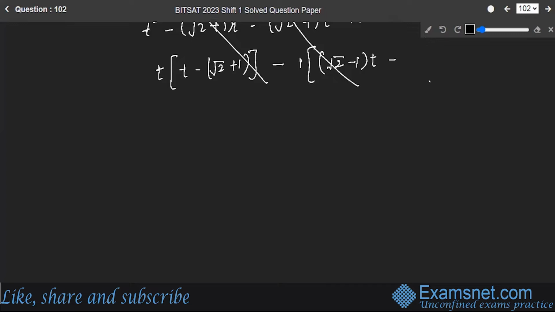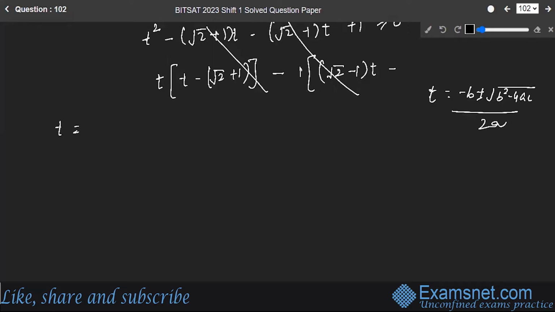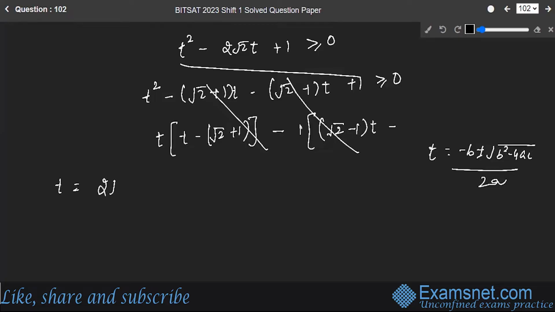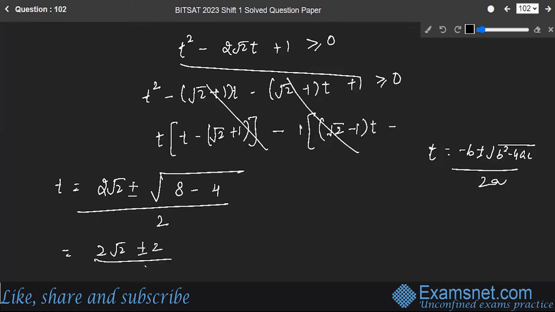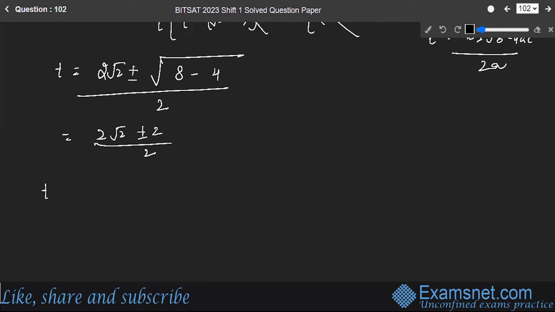According to the quadratic formula, t will be given by minus b plus minus this. You know the formula, right? So from here, t will be equal to minus b, so this is 2 root 2 plus minus the square root of b square, which is 2 root 2 square, that is 8, minus 4ac, divided by 2a. Or this is equal to 2 root 2 plus minus 2 upon 2. So that means t can have two values. Dividing numerator and denominator by 2, you will have t equal to root 2 plus minus 1. So t can be root 2 plus 1, and t can be equal to root 2 minus 1. These are two possible values of t.